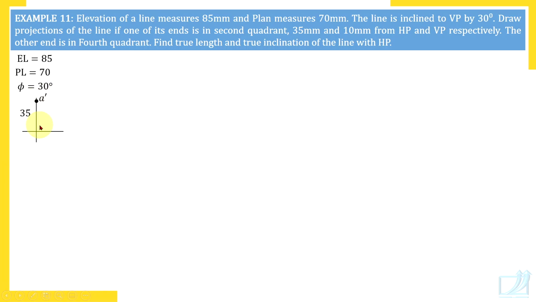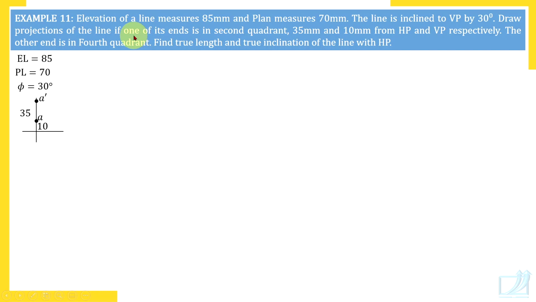Check here, A dash and A, both views above XY line. So these are the 5 measurements. The other end is in the fourth quadrant. It's not mentioned that it is line AB. We have labeled this line as line AB.